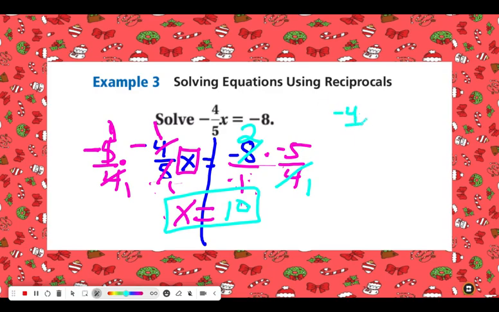So negative 4/5 times 10 over 1, does that give us negative 8? Let's cross simplify. Can 5 go into 10? Yes. 5 divided by 5 is 1. 10 divided by 5 is 2. So negative 4 times 2 is negative 8. Check. Great job, guys. Let's try another.